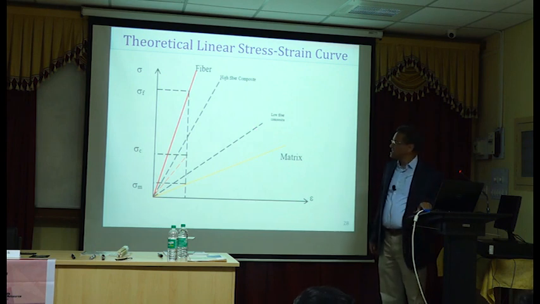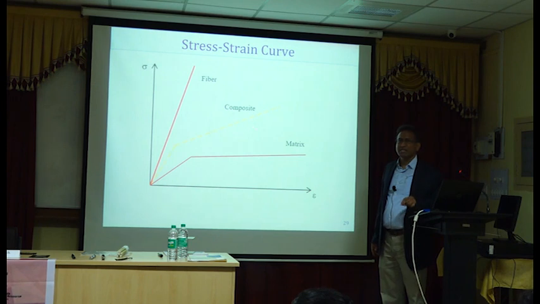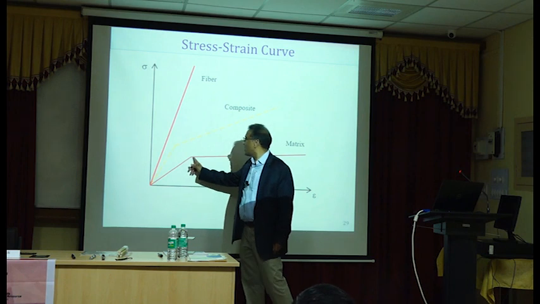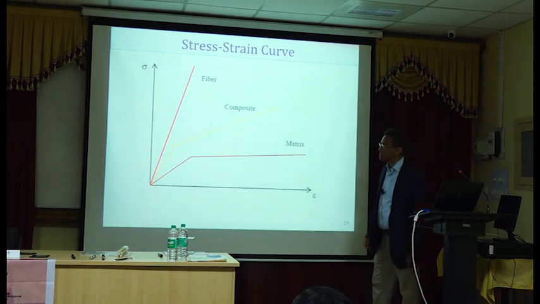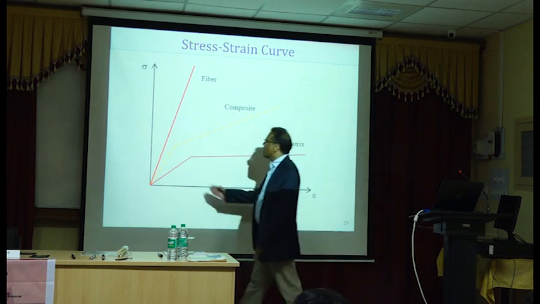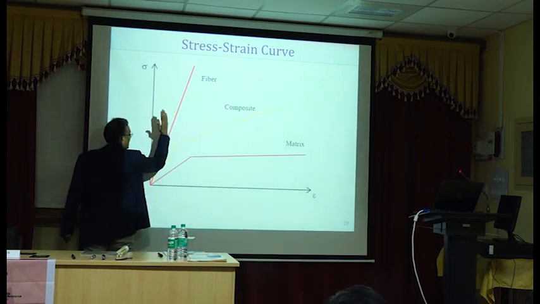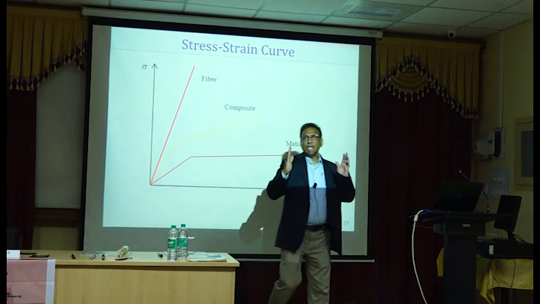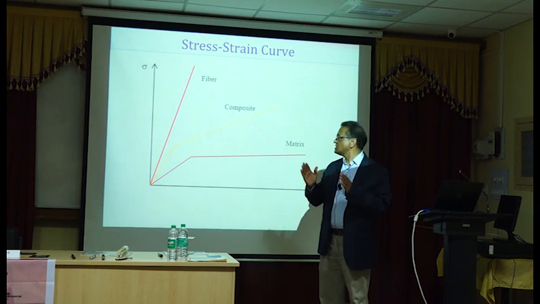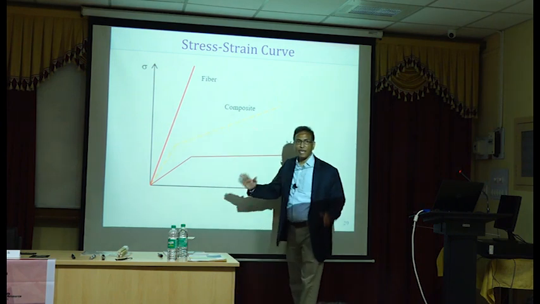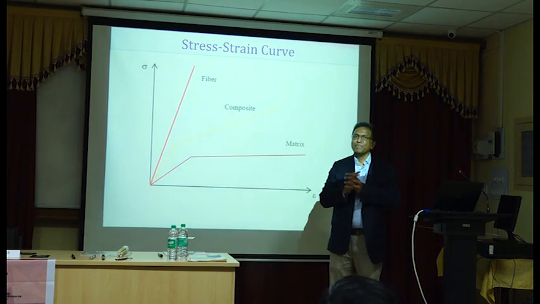For most matrices, you will have some nonlinearity, a little bit of nonlinearity after a certain time. So it will be linear up to some point, and then beyond that it will be slightly nonlinear. Okay? In that case, the stress strain curve for the composite will fall somewhere between this straight line and the stress strain curve for the matrix. It cannot, again, I repeat this, it cannot fall outside of these two lines. Okay, it has to be confined between those two lines. Makes sense?